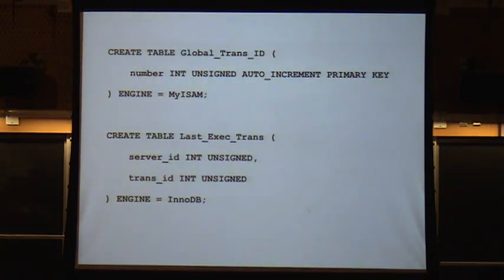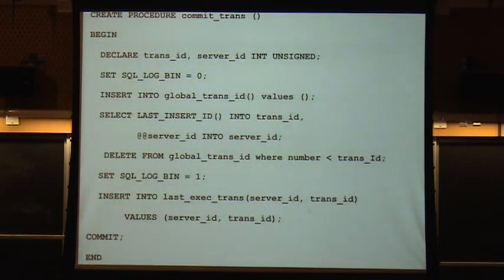If you want to create a global transaction ID, you have to prepare your database with two tables. One table is a MyISAM table with an auto-increment field. Another table is called last executed transaction, which is an InnoDB table. What do you do with these two tables?